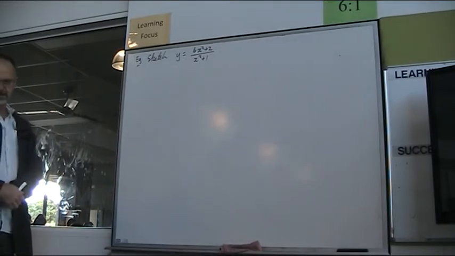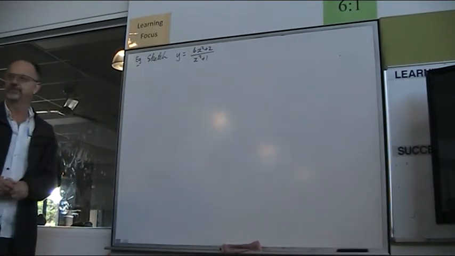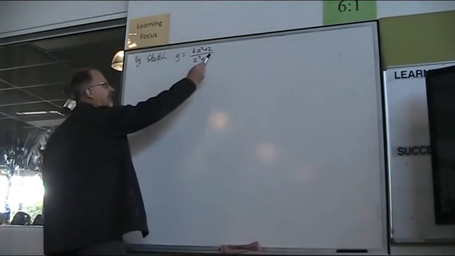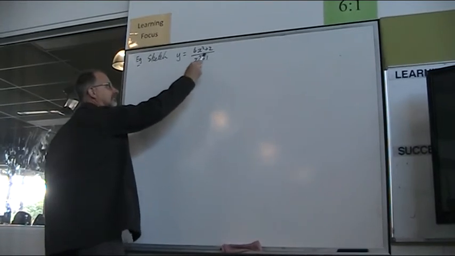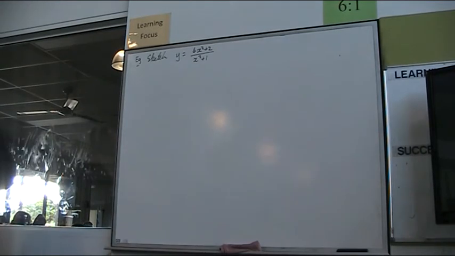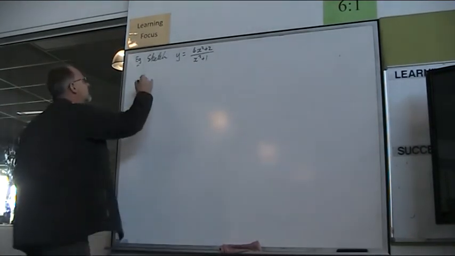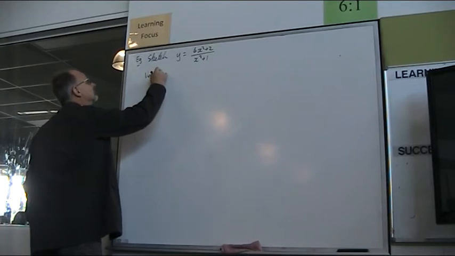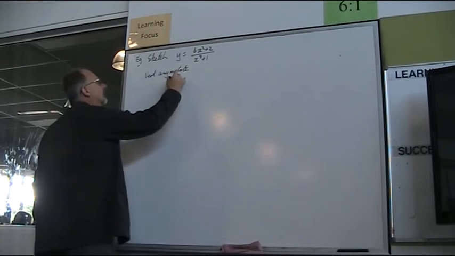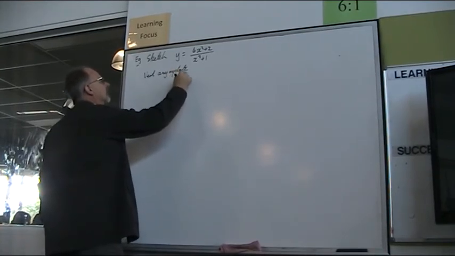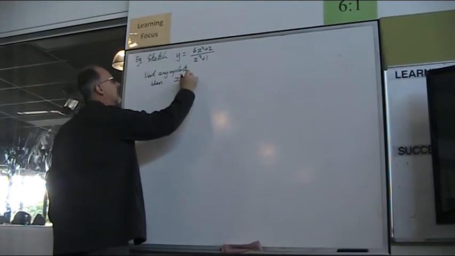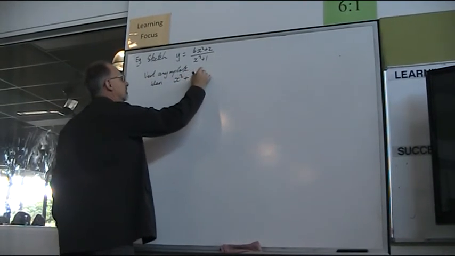So let's go some asymptotes to start off with. So for vertical asymptotes, we would look at this here. All right. And so we can't have 0 on the bottom, can we? So for our vertical asymptote, we're looking for when x squared plus 1 equals 0.